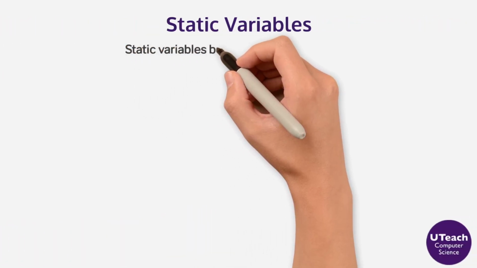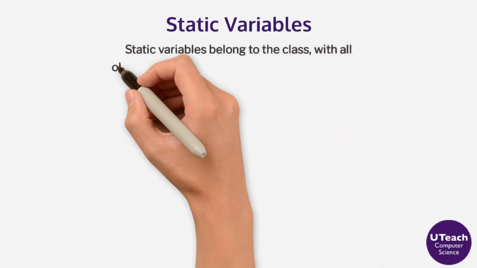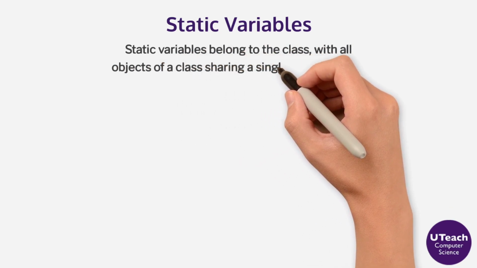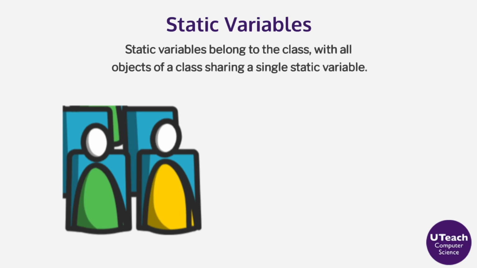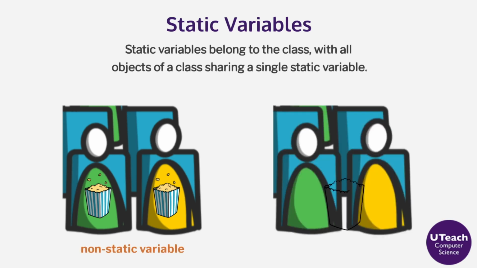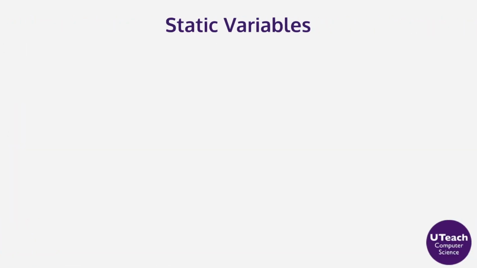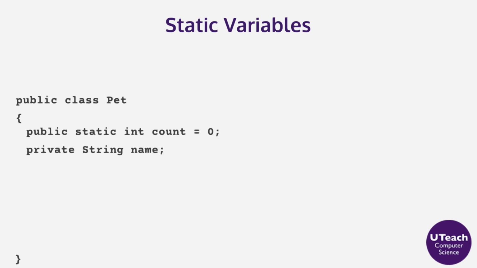Static variables belong to the class, with all objects of a class sharing a single static variable. Think about going to the movie with a friend. If you each get your own box of popcorn, that is like an instance variable that belongs to the object. If you both share a box of popcorn, that is like a static variable that is shared among all objects of the class. This is a Pet class with two variables, count and name.